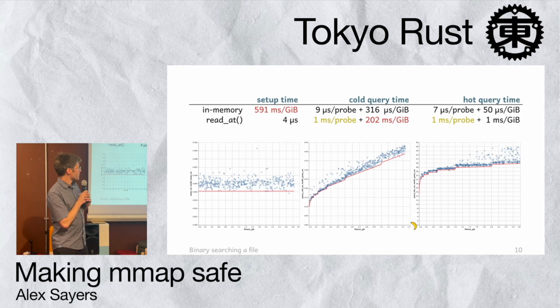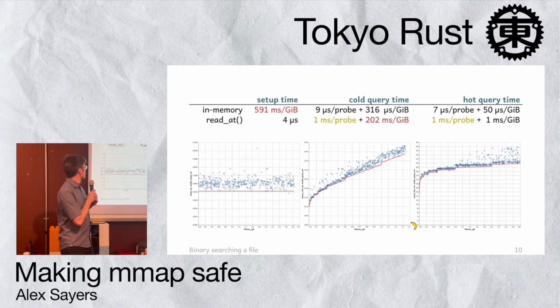A couple of things to notice. One is, even when the file data is all in the page cache and we're doing the hot query, the per probe cost is much higher than before. And I think someone mentioned it, right? A lot of syscalls. Previously, every time we were looking up the midpoint, we were just doing an array index. Now we're doing a read, which is a syscall, which is a lot more expensive than indexing an array.